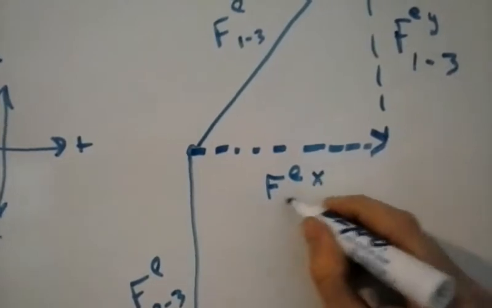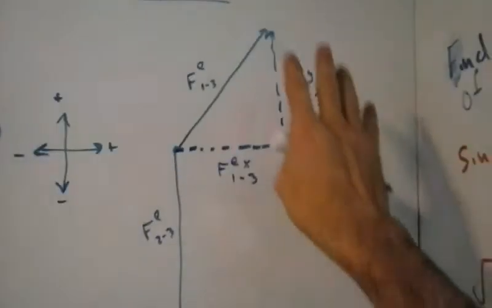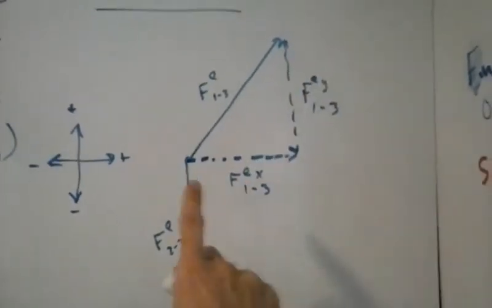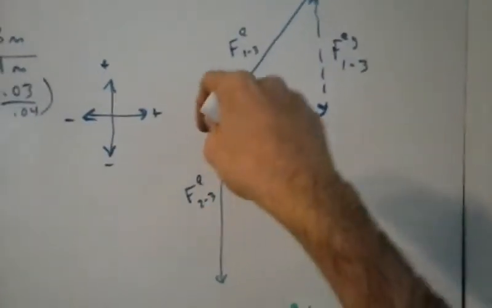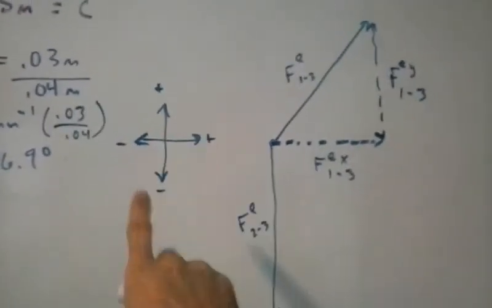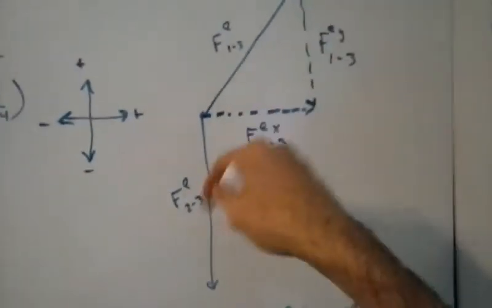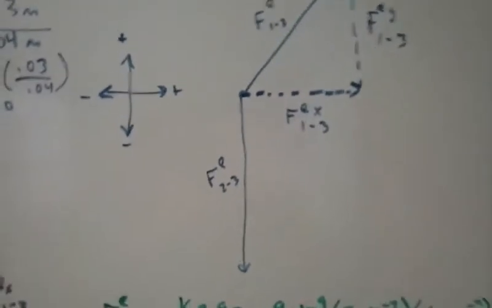Okay, so now I know I'm dealing with these three vectors: F_E in the y direction, which points up, F_E in the x direction, which points to the right, and F_E 2 on 3, which points down. Notice I keep track of which way is positive and negative, because in the y direction, F_E y 1 on 3 is up, and F_E 2 on 3 is down. So those are going to act against each other.